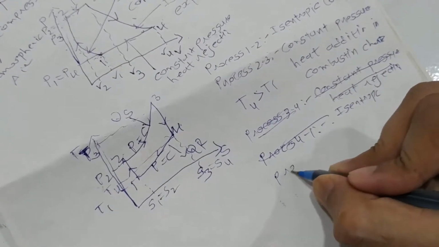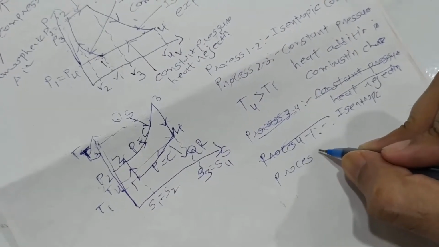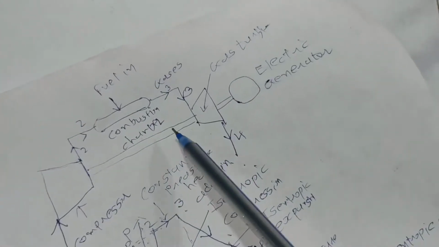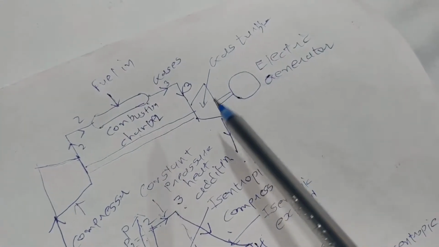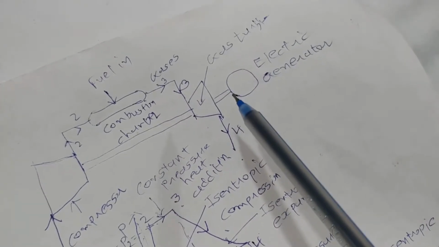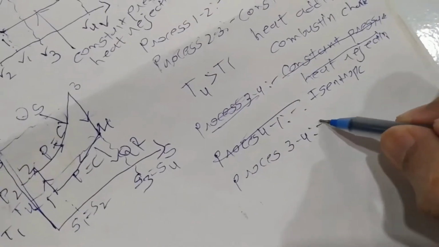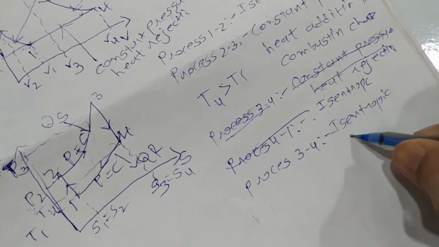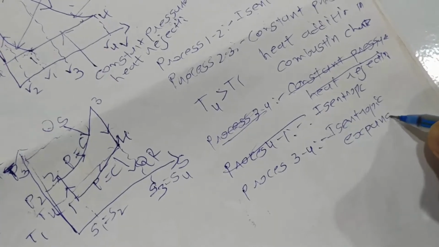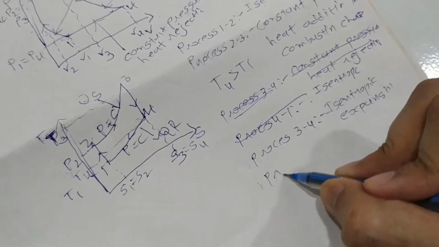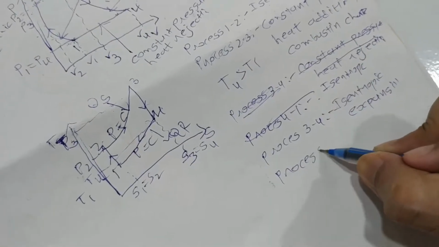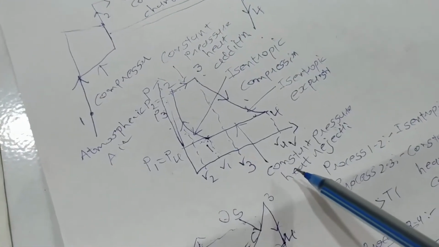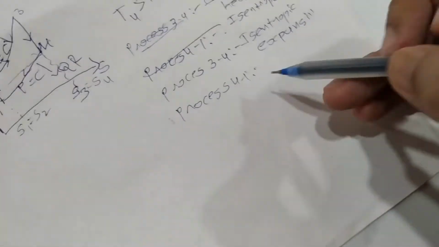Process 3-4, which happens in the gas turbine, is the expansion process. So I will consider it as isentropic expansion. And process 4-1 is constant pressure heat rejection.